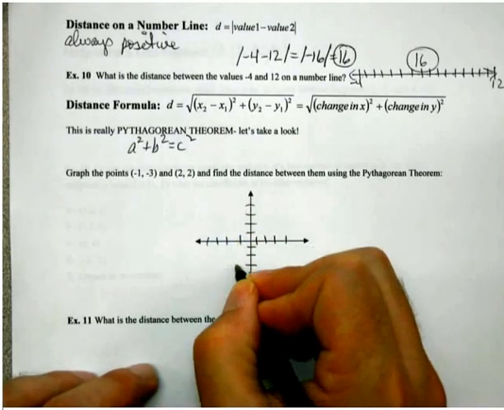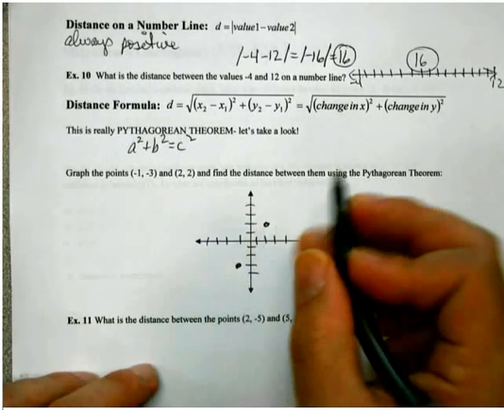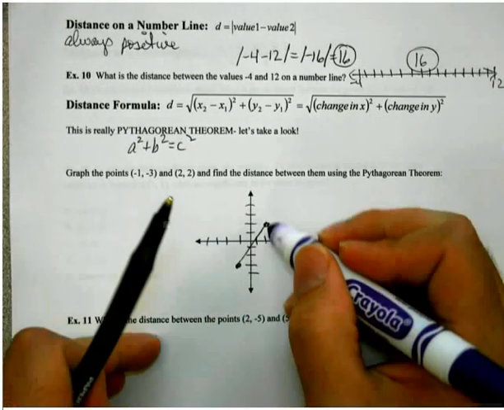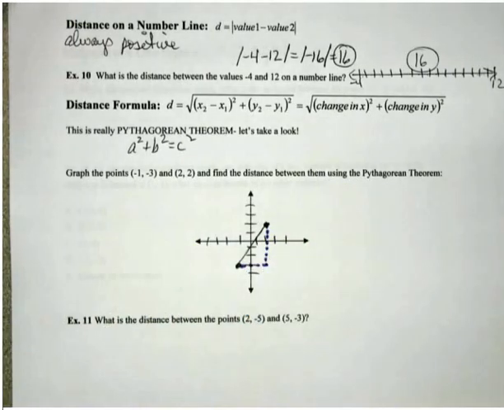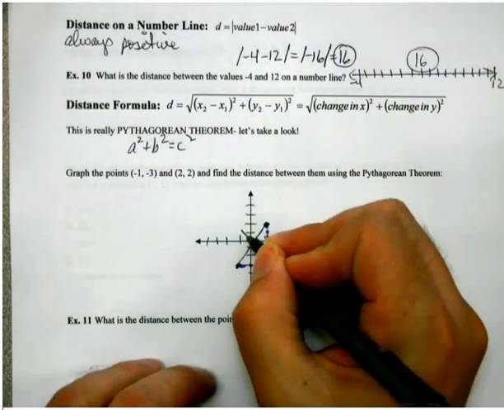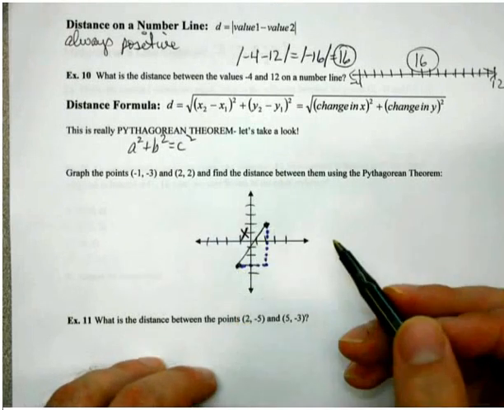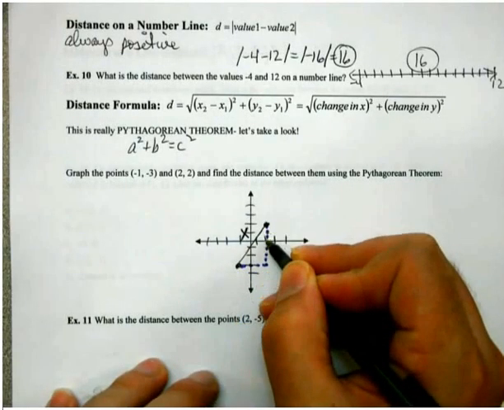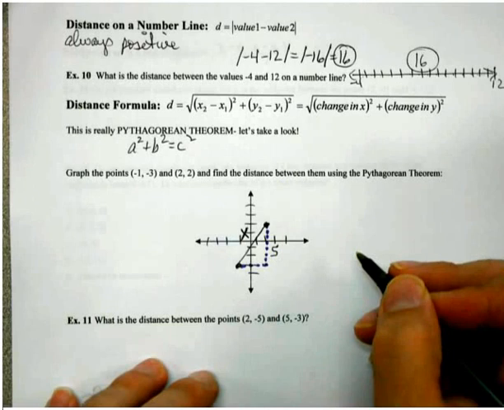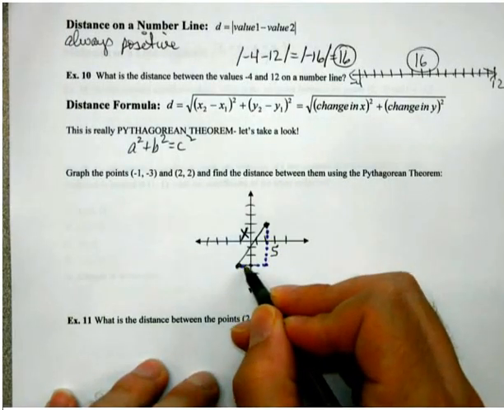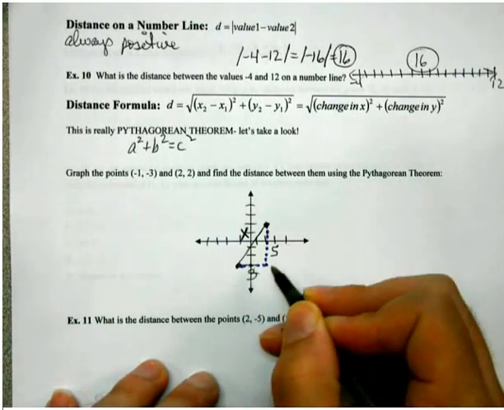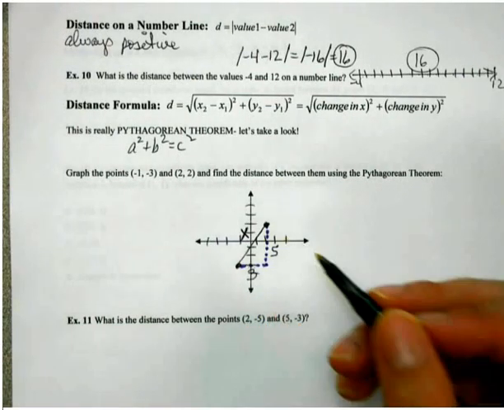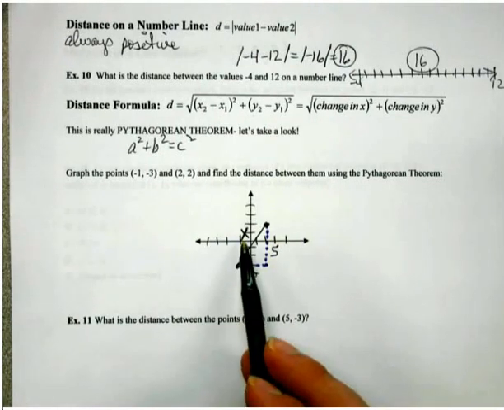So -1, -3, and 2, 2. Watch what happens. If I take straight lines to connect the dots, oh, it kind of looks like a triangle. I'm trying to figure out how far it is from here to here, but I know how long this is. It's 1, 2, 3, 4, 5 in length. And this one is 1, 2, 3. Or did I miscount? Nope, I'm right. In length. And I'm trying to find x.